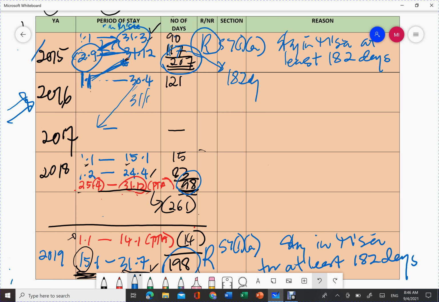Okay, we just undo. Alright, he was not in Malaysia, so it is not possible. So year 2016 cannot apply Section 71B. 2017 also cannot apply Section 71B, because he was not in Malaysia at all. There are two conditions for 71B. First, he must be in Malaysia for less than 182 days. So it cannot be used.